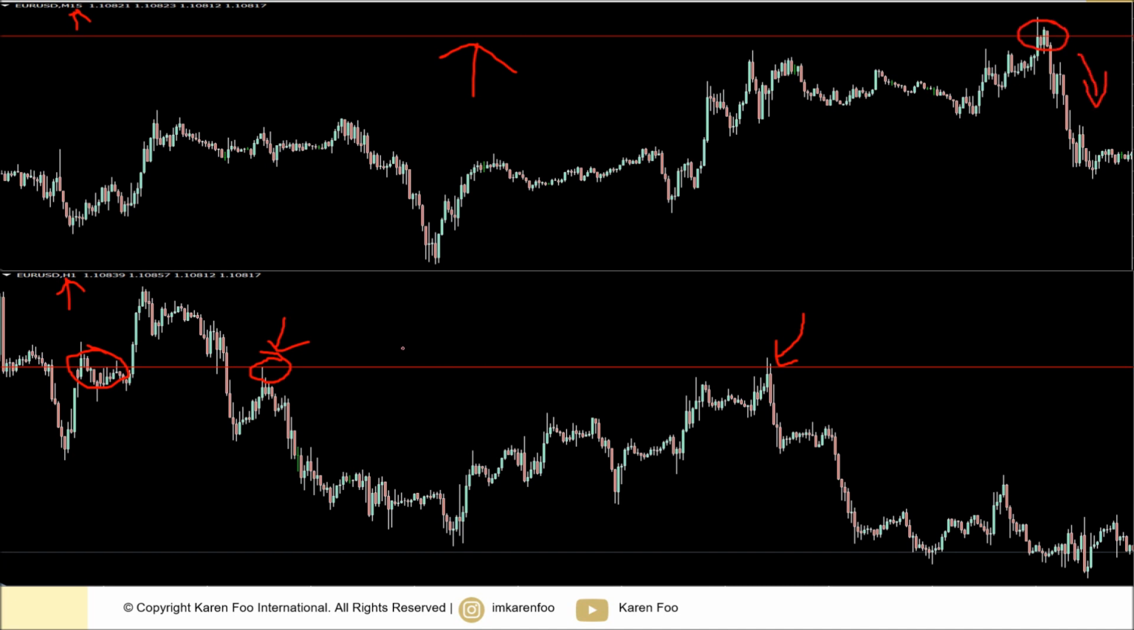And if you avoid looking at the higher time frame, you'll be shocked. Why did the price U-turn from here? Because in the higher time frame, this is the point where it U-turns because of the resistance, right?